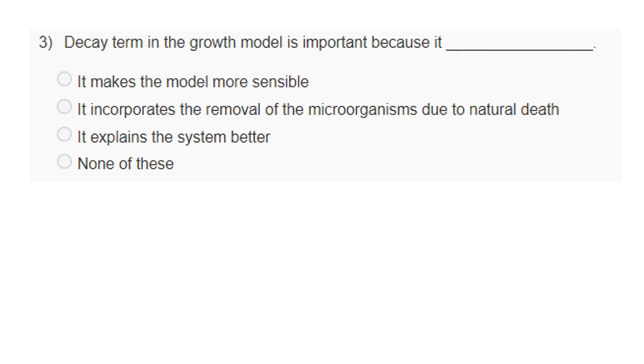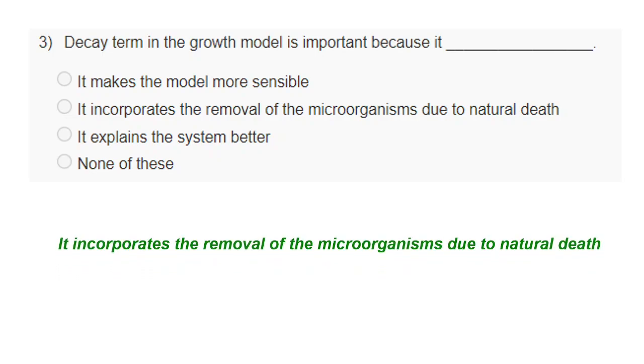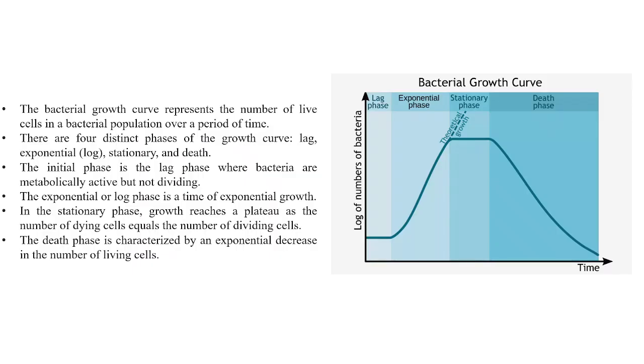Okay, because it incorporates the removal of the microorganisms due to natural death. So before that, we'll learn a little bit about the bacterial growth model. This is the bacterial growth curve, and the different stages of this curve indicate different stages in the bacterial growth basically.